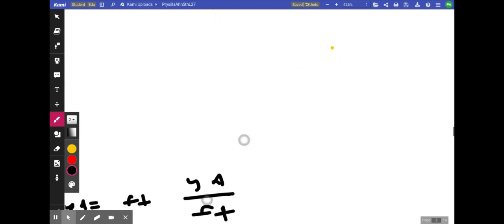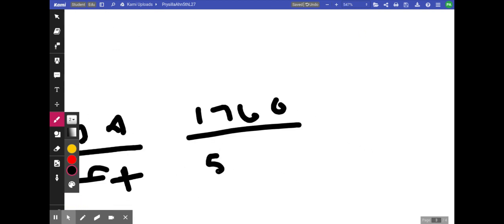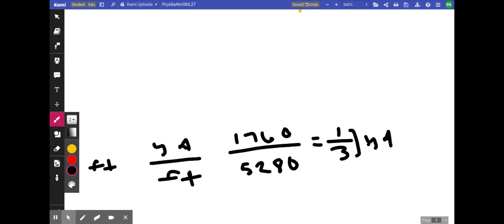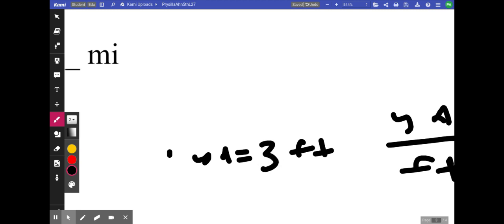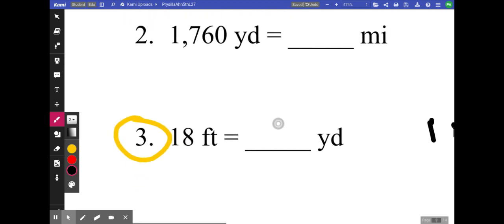which is 1,760 over 5,280. And then if you do it by decimals, you get 0.333, or it's going to equal 1/3. And this 1/3 is in yards, but in feet, we just need to flip it around, so it becomes 3 feet. Okay, so we know that there's 3 feet in 1 yard. So now we're just going to divide 18 by 3, which is 6. So your answer is 6 yards.